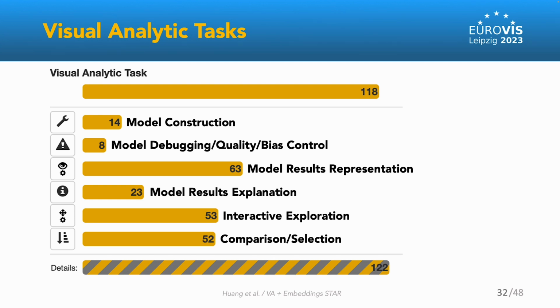Here is the distribution of those papers that fall into one or more of the following tasks. It is not that surprising that many works use the embeddings to represent data entities, but also for comparison, selection, and exploration. And all of those tasks are deeply connected to the aspects of the intrinsic support the embedding space can offer in terms of global and local geometry patterns.